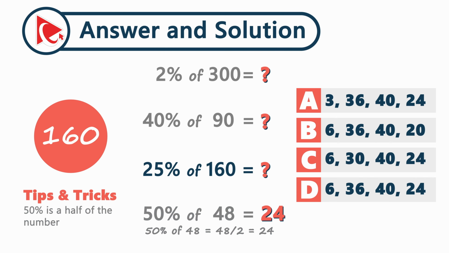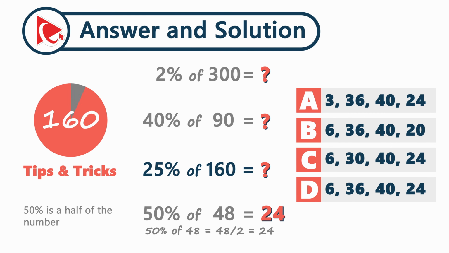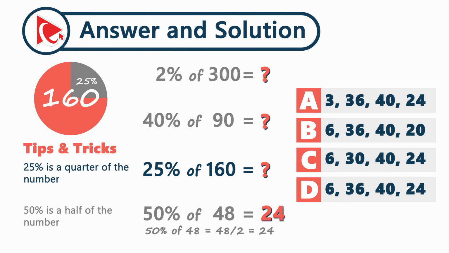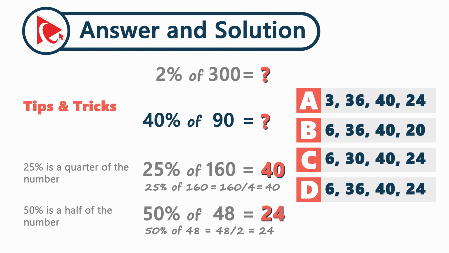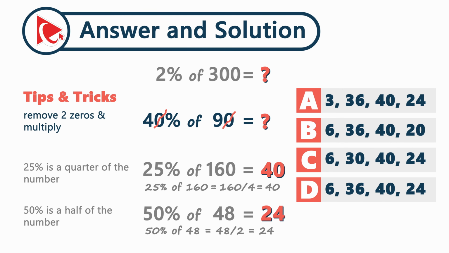The second simplest one is 25% of 160. Always remember that 25% is nothing else than a quarter of a number. And what is a quarter of 160? It's as simple as 160 divided by 4. And the result is 40. Let's move on to the next one. What is 40% of 90? To solve this problem, we need to drop 0 from both numbers.